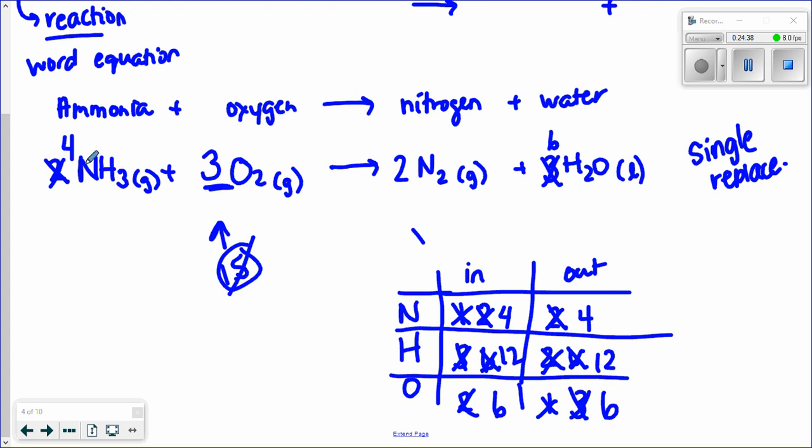So 4 nitrogen in, 4 nitrogen out. 4 times 3 is 12 hydrogen in. 6 times 2 is 12 hydrogen out. 3 times 2 is 6 oxygen in. 6 times 1 is 6 oxygen out. So that balances with coefficients of 4, 3, 2, and 6. So that's our balanced chemical reaction. And again, we identified it as a single replacement reaction.